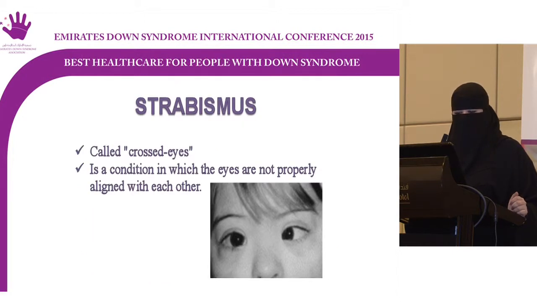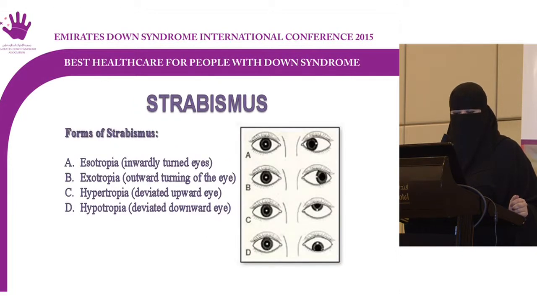The second thing is strabismus, or we can call it cross eyes. It's a condition in which the eyes are not properly aligned with each other. There are four major forms of strabismus: esotropia, when the eye turns inward; exotropia, when the eye turns out; hypertropia, when the eye deviates up; and hypotropia, when the eye deviates down.